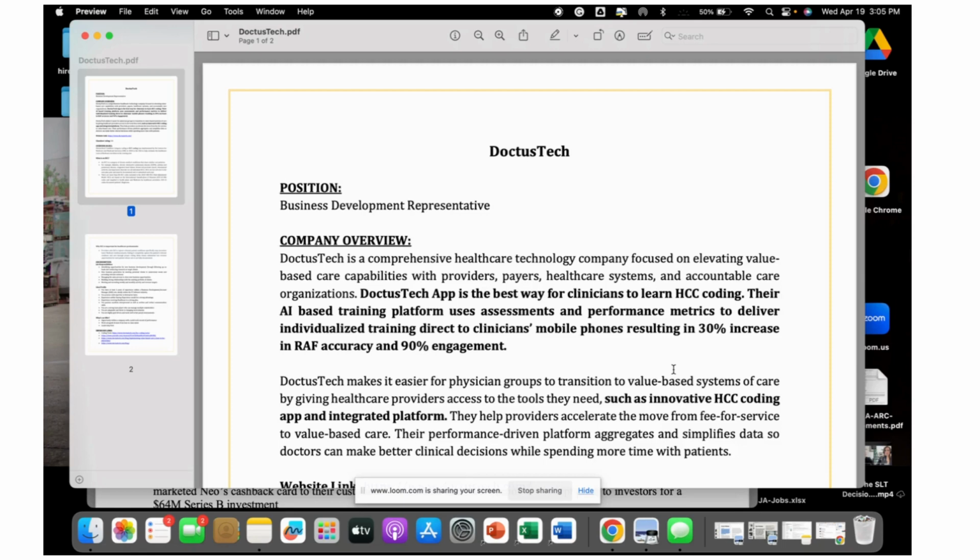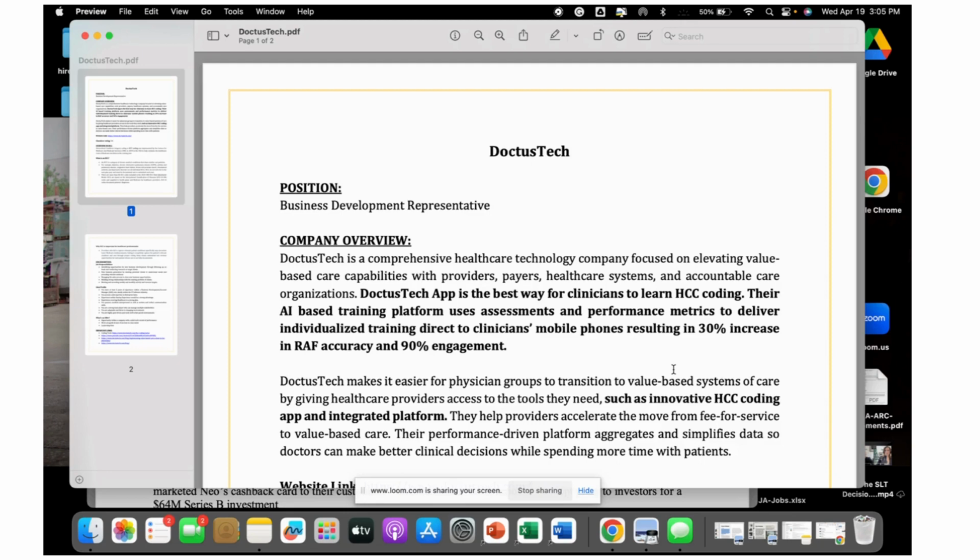So, a little bit about what they do. What you'll see is they are a healthcare technology company, and they have an app that is focused on something called HCC coding. If you're unfamiliar with healthcare in the US market, unlike Canada, there is no subsidization unless you work for a company and you have a benefits package with them and coverage. Otherwise, you're paying out of pocket.